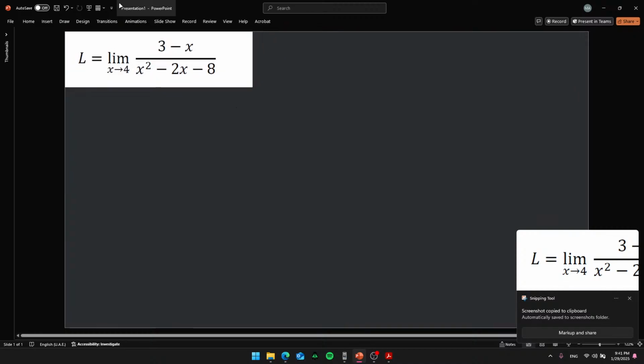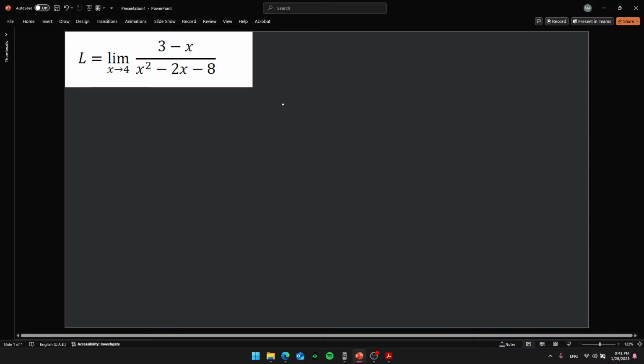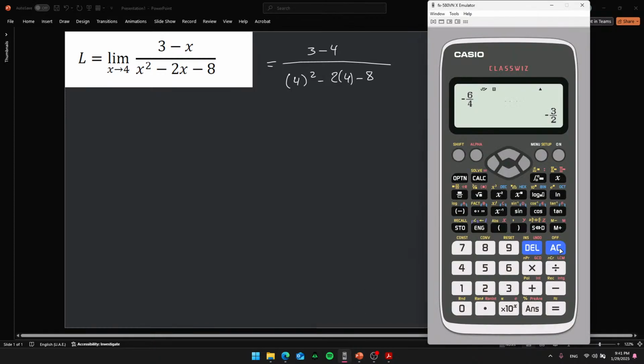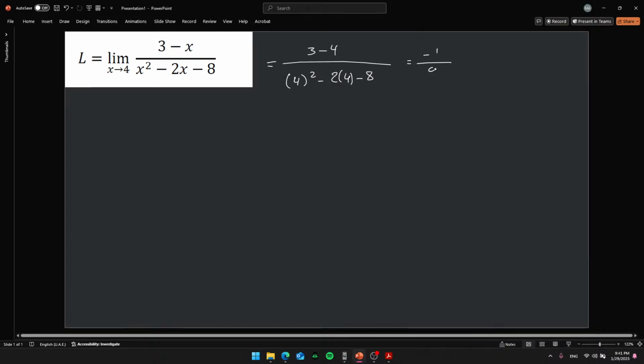Or maybe the denominator wouldn't give you 0. Let's try to plug in the number. 3 minus 4, 4 squared minus 2 times 4 minus 8. 4 squared minus 8 minus 8. Yeah, 0. So negative 1 over 0. Okay.